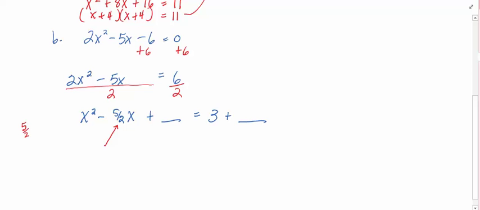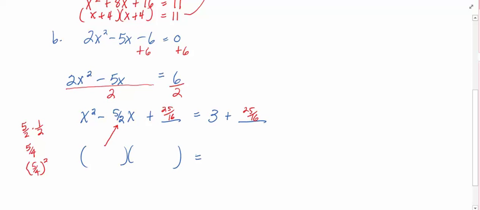Now I'm ready to take half. Half of 5 halves: the easiest way to get that is just to multiply by half. That's going to give me 5/4. Then I'm going to square the 5/4, and I'm not needing any kind of fancy calculator. I just need to write the squared at the top and the squared at the bottom. It's really simple. So okay, now we have something that we need to factor.